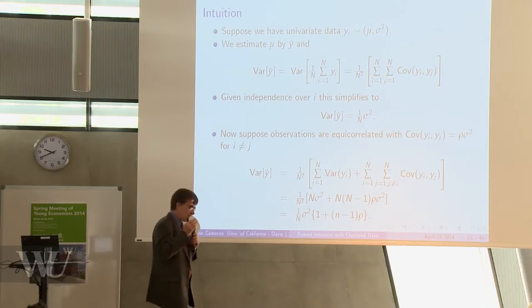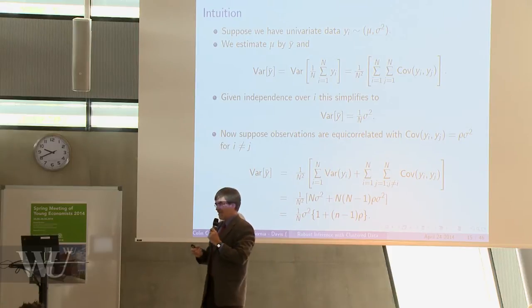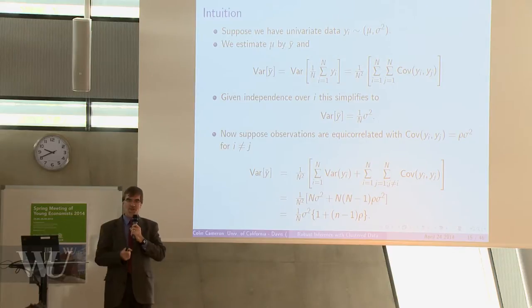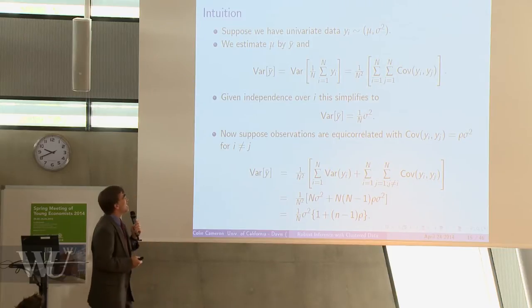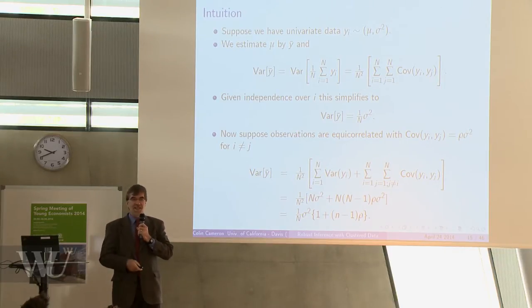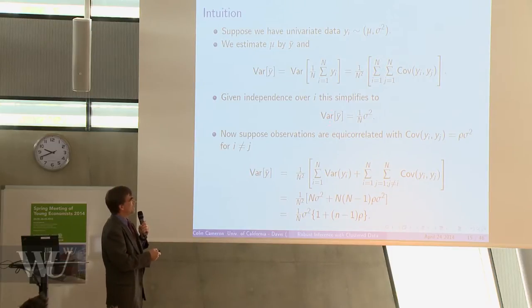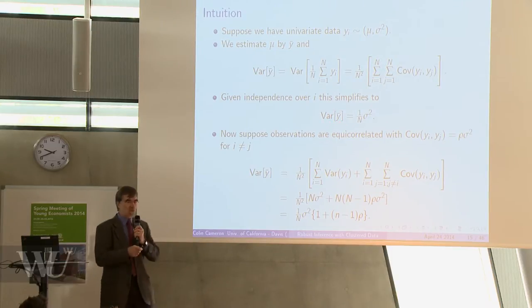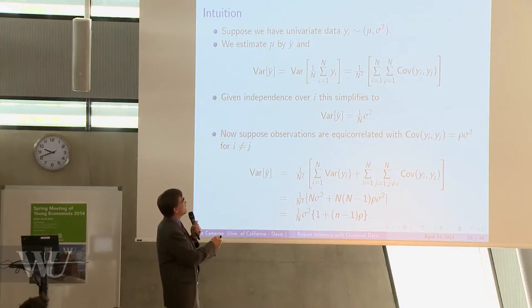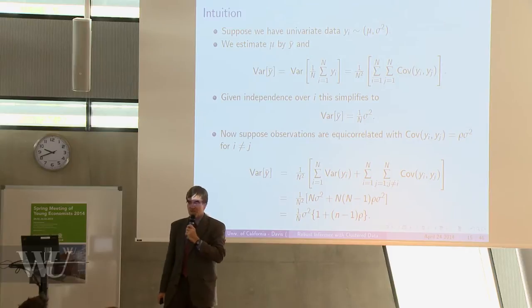Okay, so let's go back to the simplest case of inference on a sample mean. This is the first thing we would teach in an introductory statistics class. We would typically assume independence of observations, and then we know that the variance of the sample mean is sigma squared over n, right? And we'd estimate that by s squared over n. And we're interested in y bar because that's our estimate of the population mean mu.